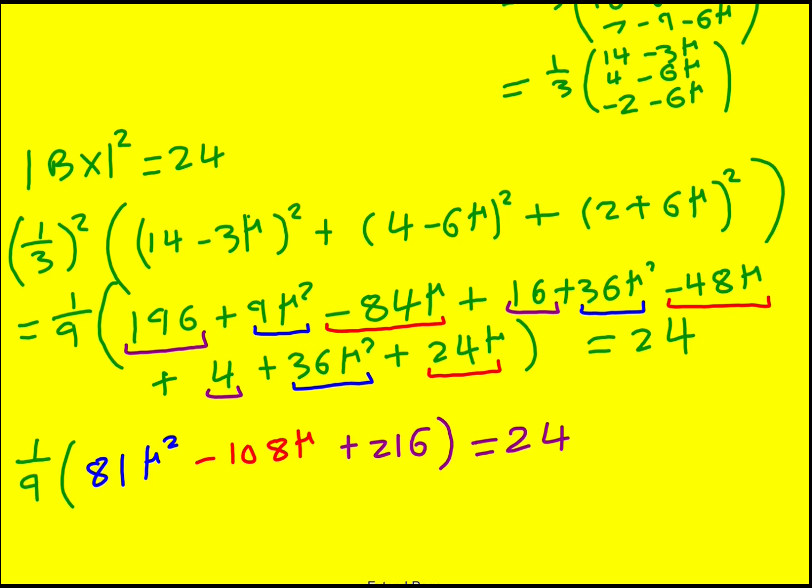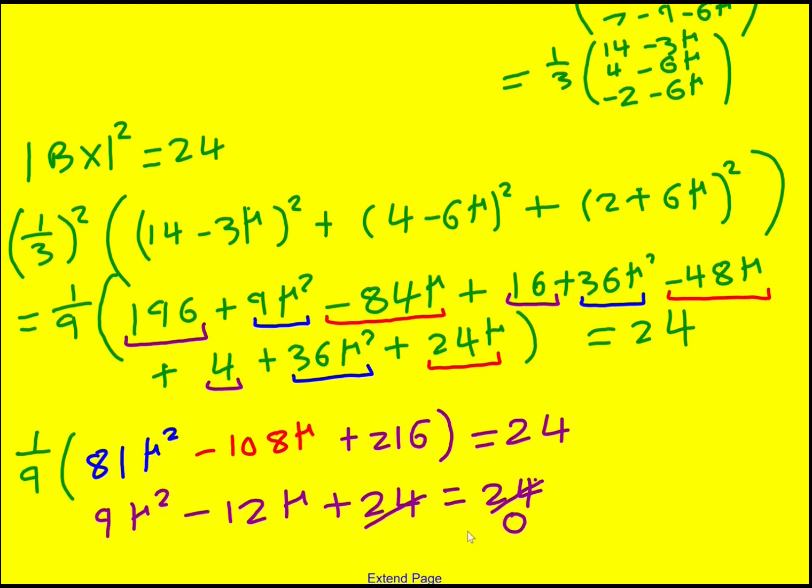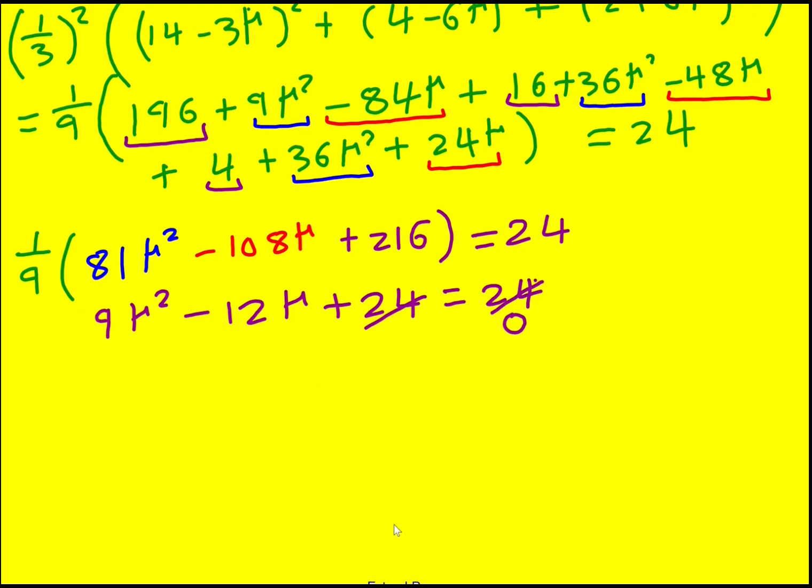Okay, and actually this is good because rather than timesing through by 9, I can actually divide each of these terms by 9. 9 mu squared minus 12 mu plus 24 is equal to 24. So these two cancel, leaving me 0. And therefore, I can divide through by 3. 3 mu squared minus 4 mu is equal to 0.